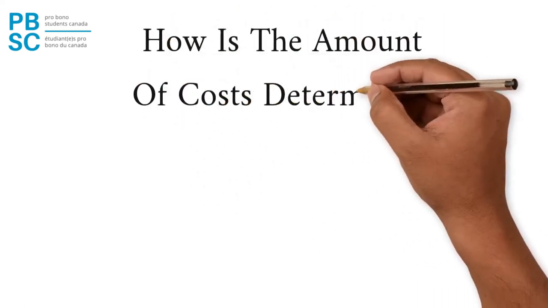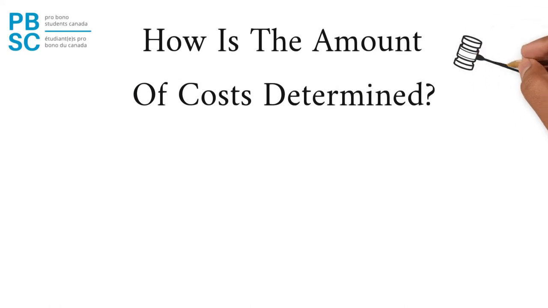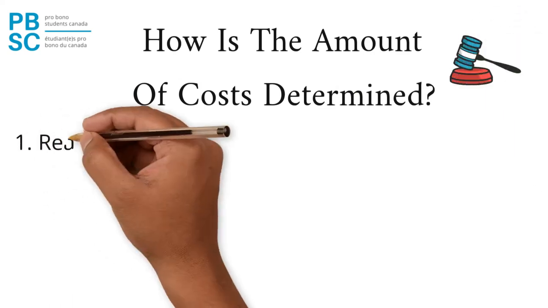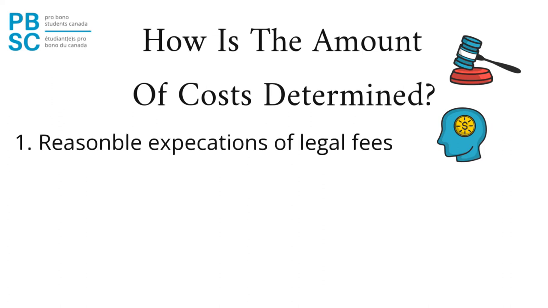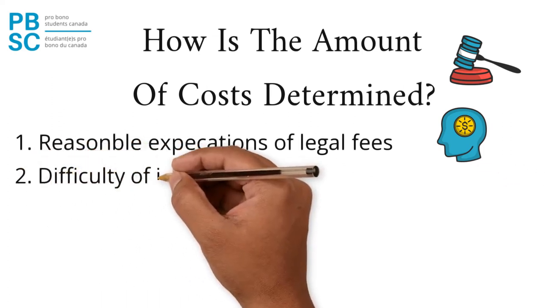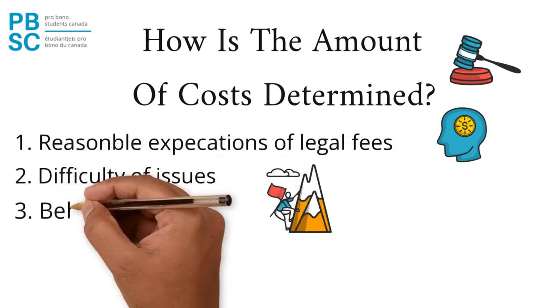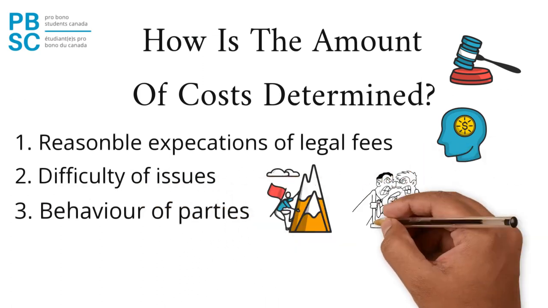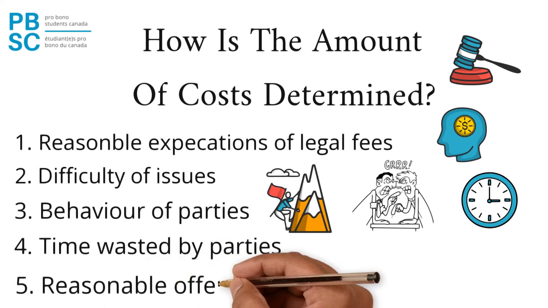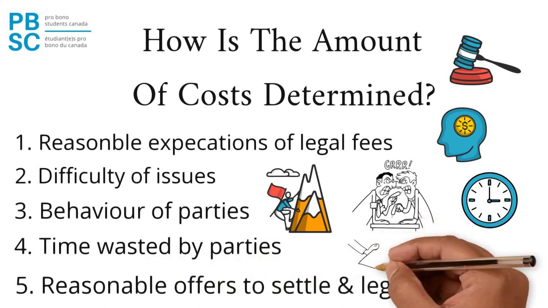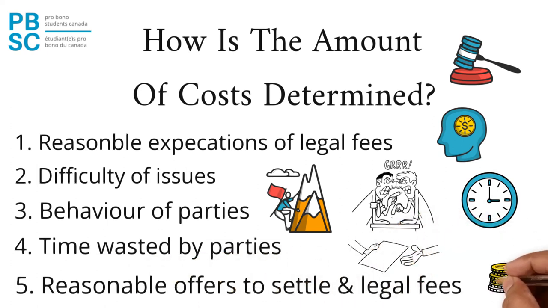How is the amount of costs determined? The amount of a costs order is up to the judge in each case. When deciding this, a court will look at the legal fees the paying party thought would be spent, and if that expectation was reasonable. The court will also look at how difficult the issues in the case were, and whether any of the parties behaved badly or wasted the court's time. Finally, the court will consider if the offers to settle made by each party and their total legal fees were reasonable.